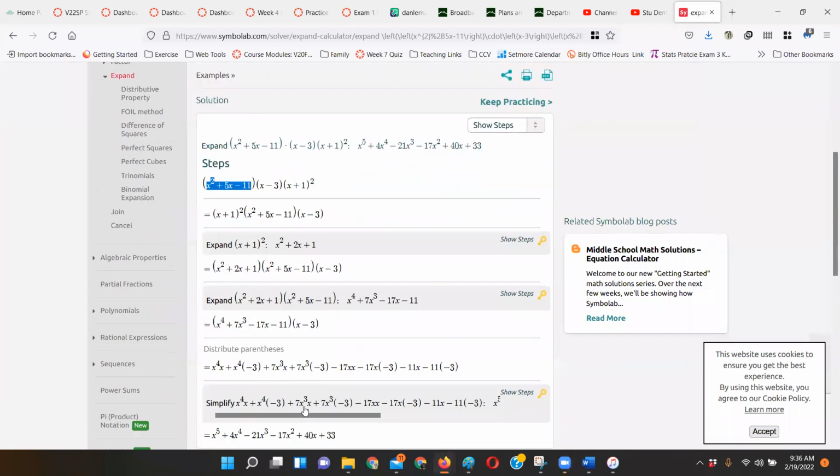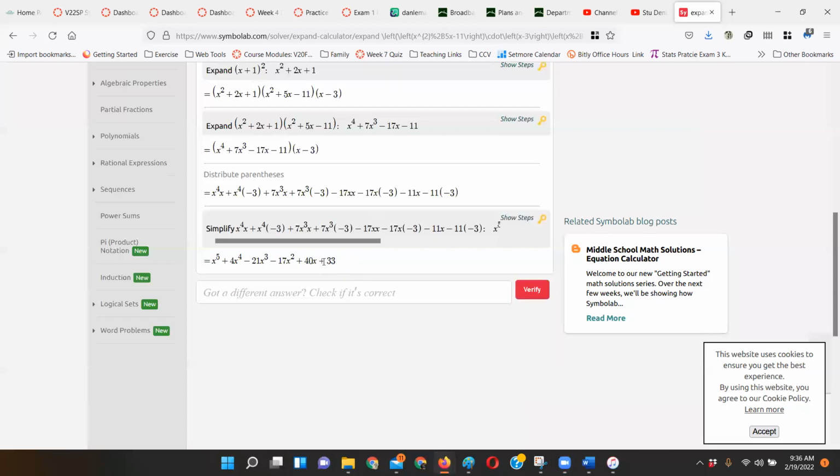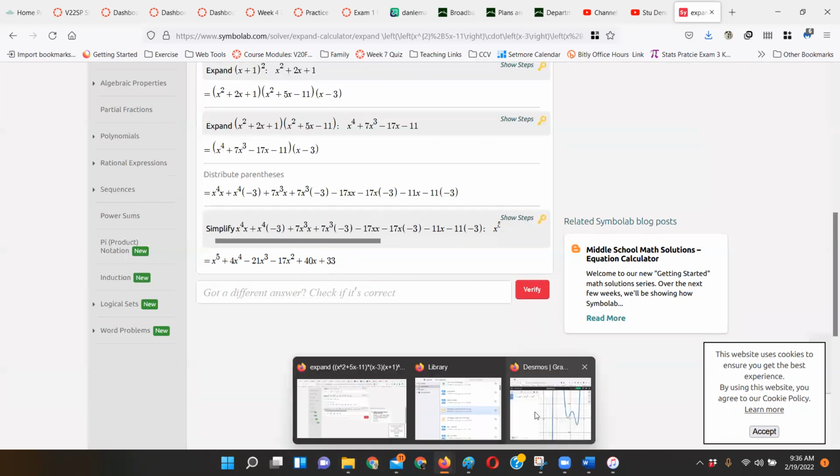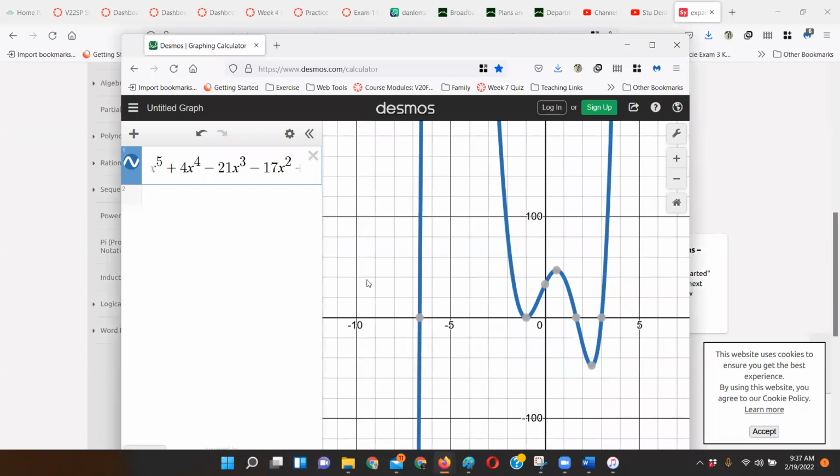So pretend you didn't see that. You've got to pretend this is what I gave you. Okay, I said factor that. So what you're going to do is graph that. So I'm going to throw that into Desmos or something like that.